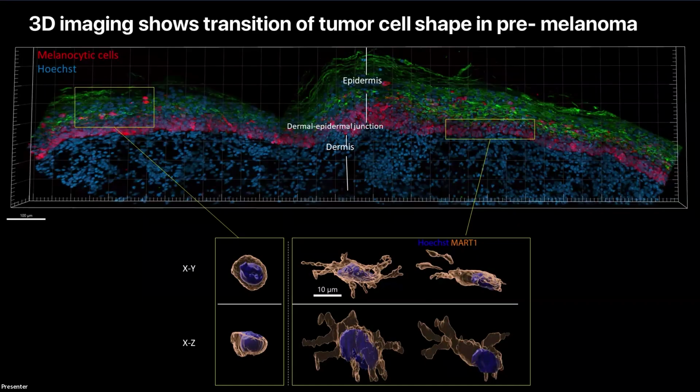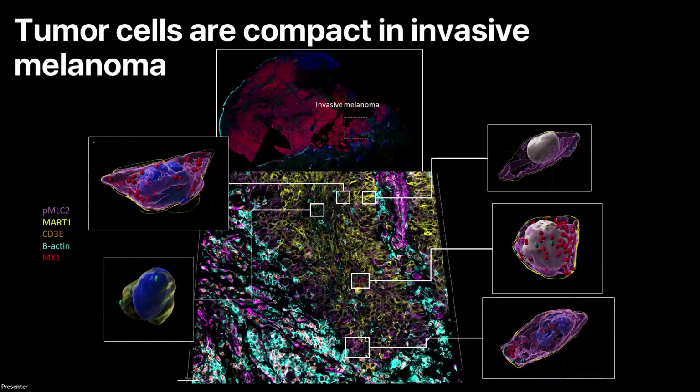So we segmented the melanocytes in the early melanoma region, and it's been known from clinical imaging that melanocytes in this area have long dendrites. But as they transform and leave the dermal epidermal junction to a more hostile environment, they actually round up. They also round up and lose their dendrites in the invasive melanoma region too.